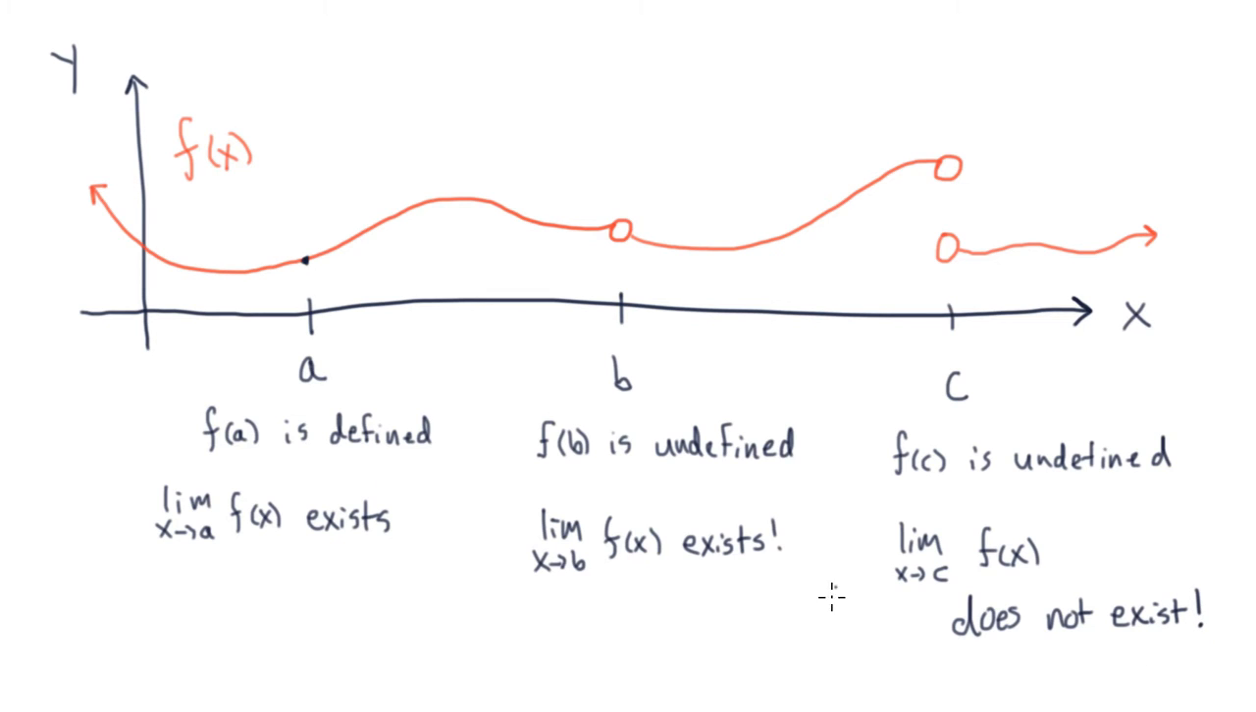So again, there's two different ways of thinking. Is the function defined at a point? And does the limit of a function as x approaches that x value exist?